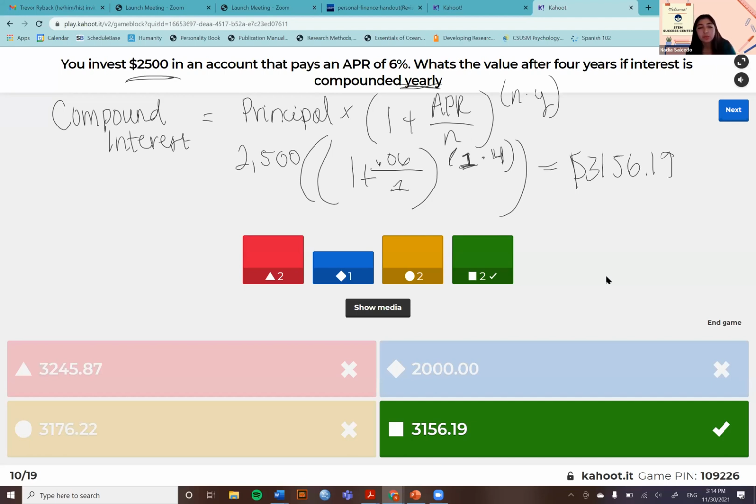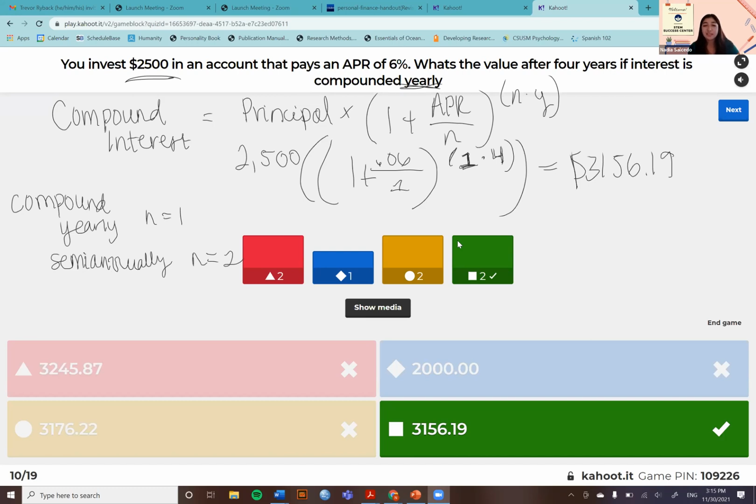If there's any questions, go ahead and put them in the chat or unmute. If not, I can go ahead and move on. So yeah, for this one, it's just the regular compound interest formula. The reason why it would be 1 and not 2 is because, depending on how many times you compound it, the n changes. So if you're compounded yearly, n is equal to 1. If you're compounding semi-annually, n equals 2.